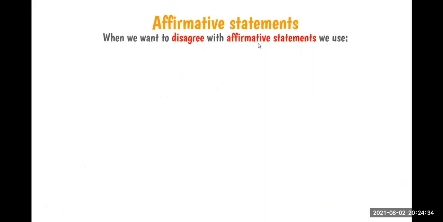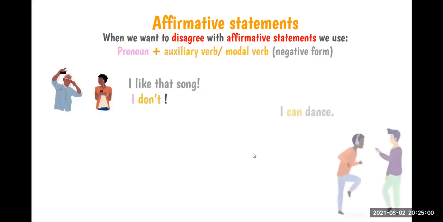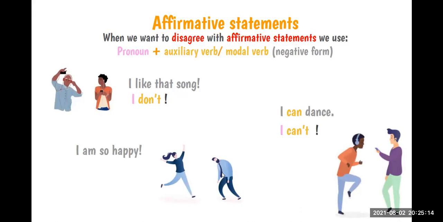Let's go with affirmative statements. When we want to disagree with affirmative statements, we use the pronoun first. After the pronoun, the auxiliary verb or the modal verb in the negative form. For example, I like that song. What can you say here? I don't. Right? Very good. I can dance. What can you say? I can't. Right? And here it says, I am so happy. I'm not. Right? Very good.